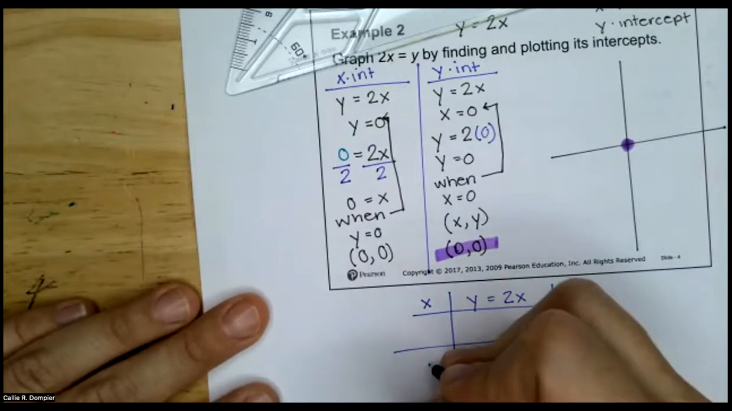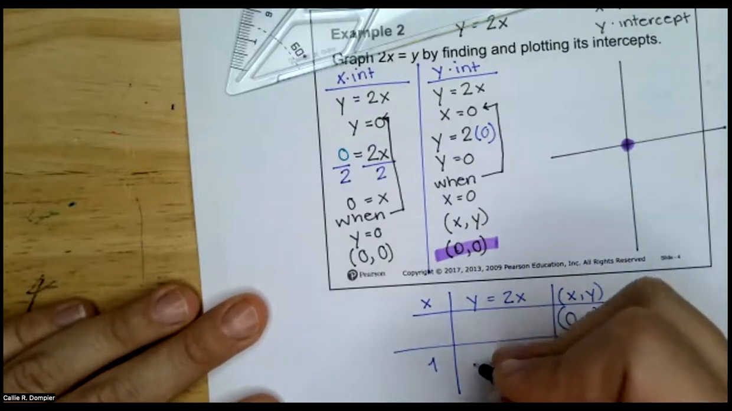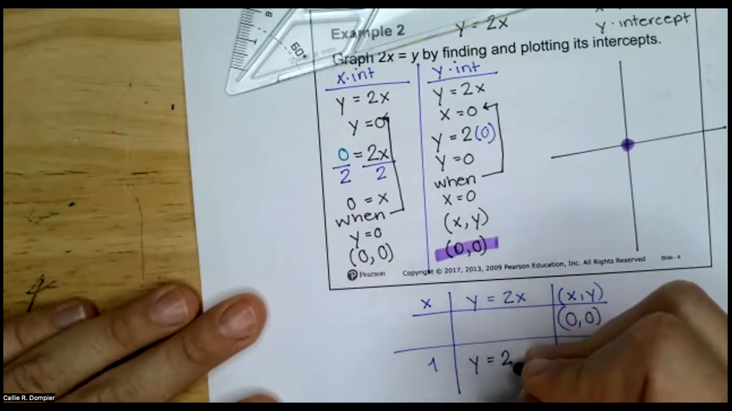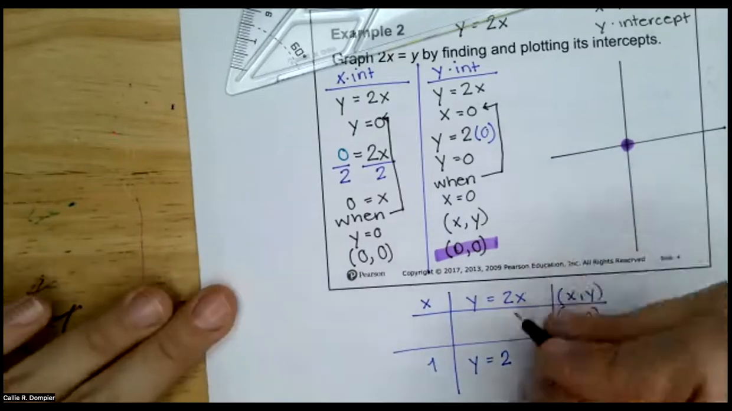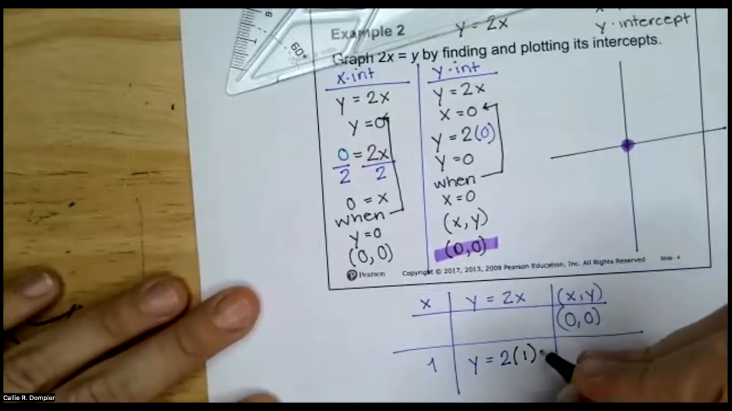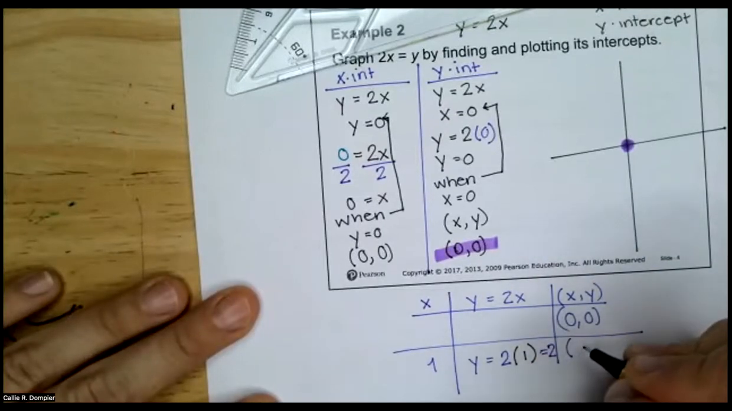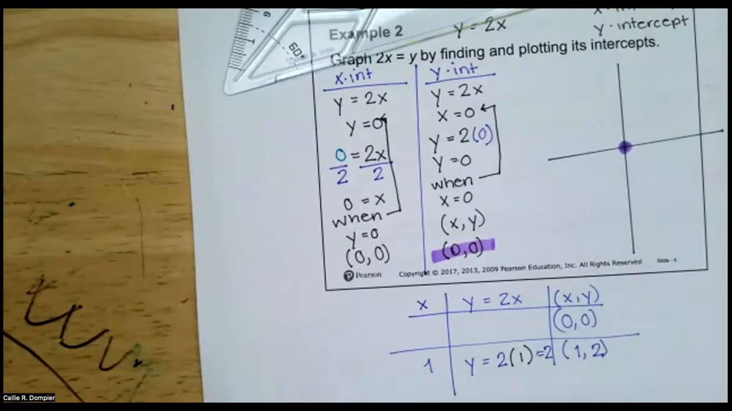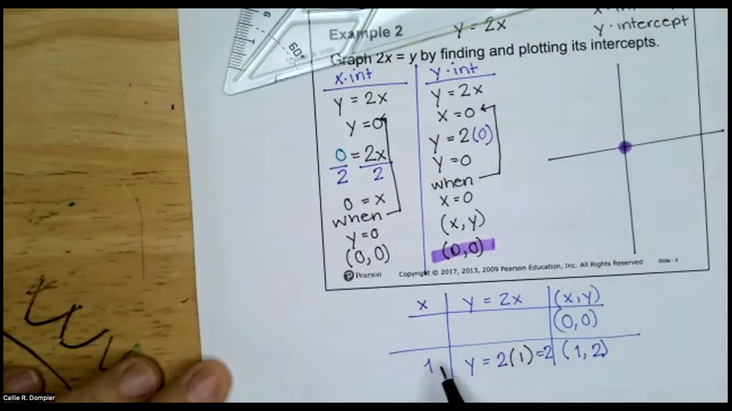All right, x is 1 or x is -1 just to keep it simple. Y equals 2x, but we decided that x is 1. So now it's 2 times 1, which is 2. So when x is 1, y is 2. Everybody okay with that? When I put 1 in for x, 1 times 2 is 2. So my point is x is 1, y is 2.